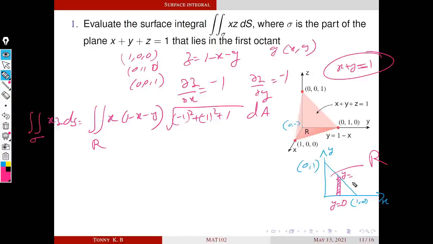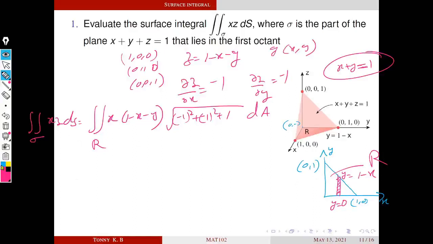So what is the y value? Y is equal to 1 minus x. So y is always going from 0 to 1 minus x. And to cover this region, x should vary from 0 to 1. Then only this strip covers this triangular region. So now everything is clear.